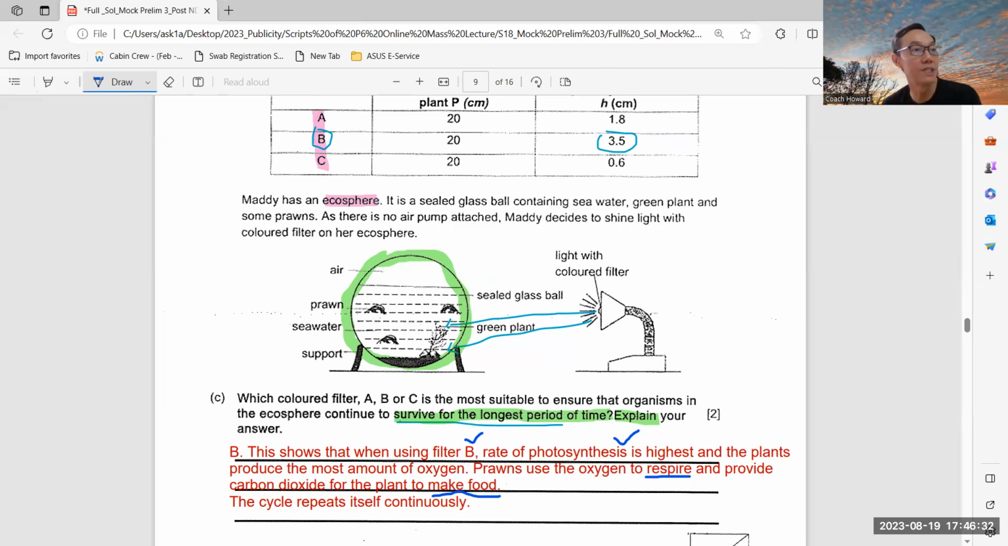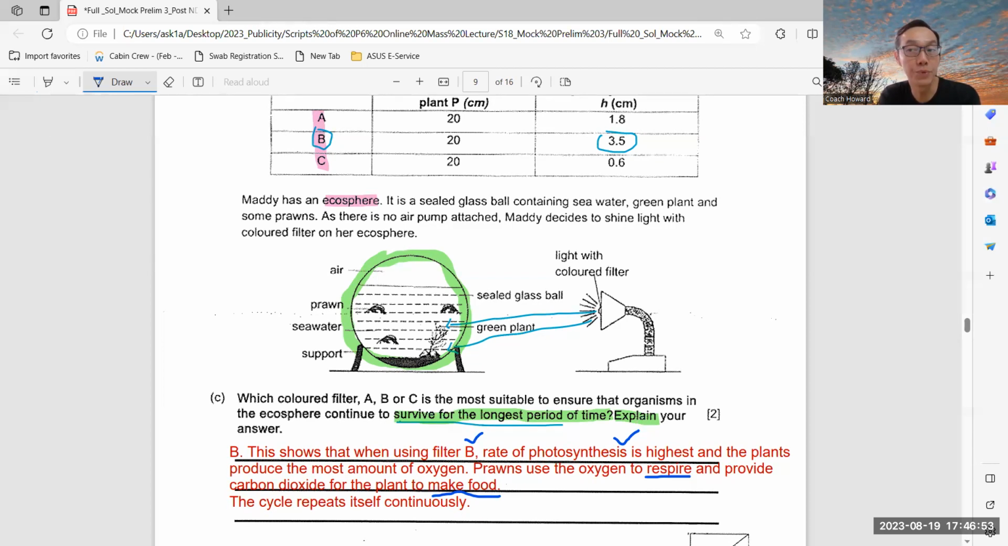Okay, let me see Kia's answer she put there. Filter B. The height of gas collected was the highest. This shows that the plant could photosynthesize the most using filtered glass B and produce the most oxygen for the organisms in the ecosphere to survive longest. Yeah, your answer is also acceptable.